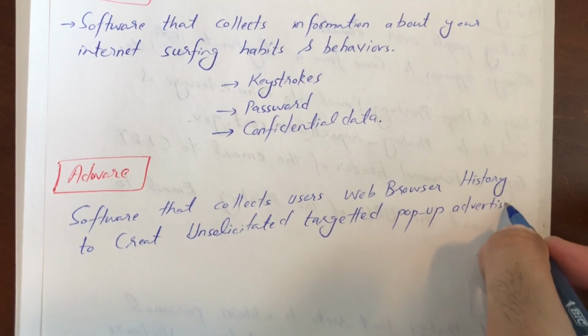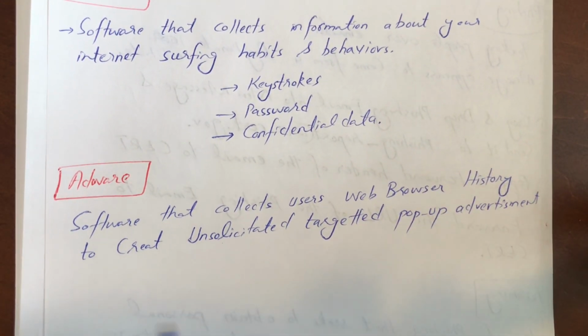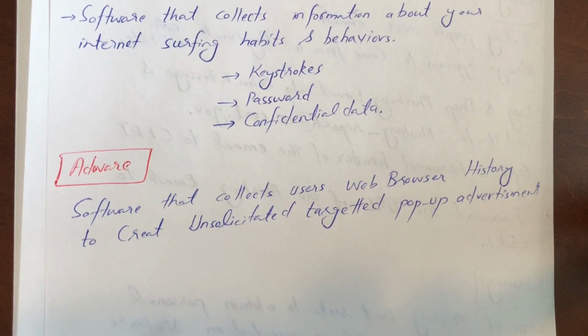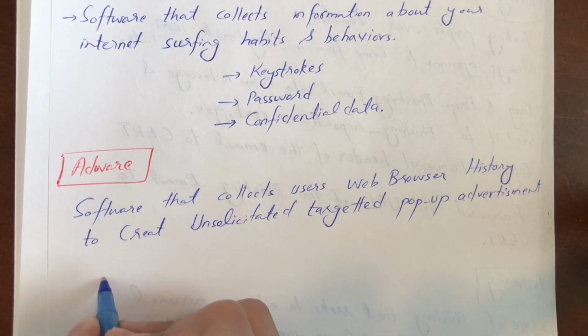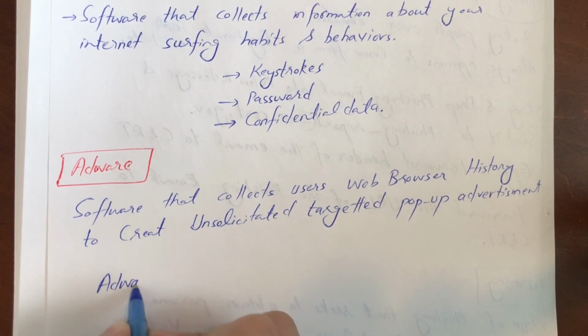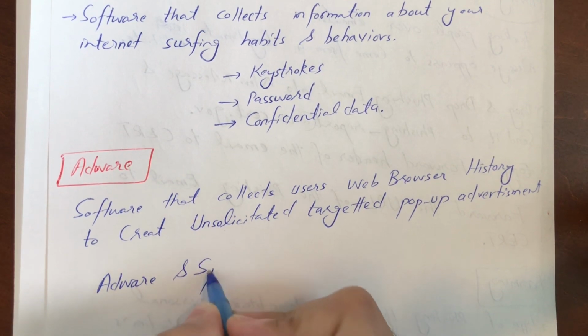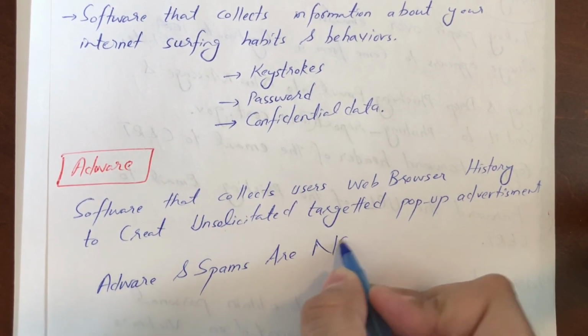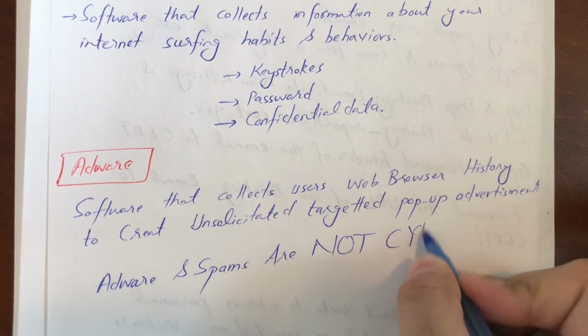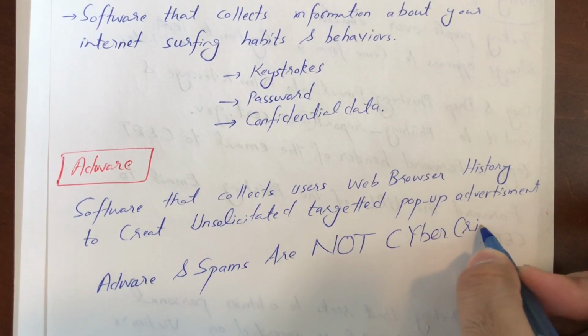So the main intention is to copy your web browser history, see what kind of things you are looking for, and then they will start targeting you and sending you pop-up advertisements. Please remember one very important thing: adware and spams are not cybercrime. These are not criminal activities.